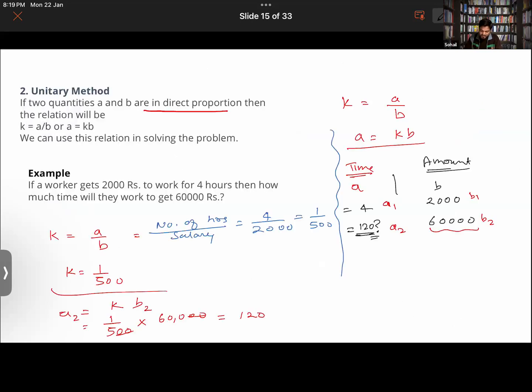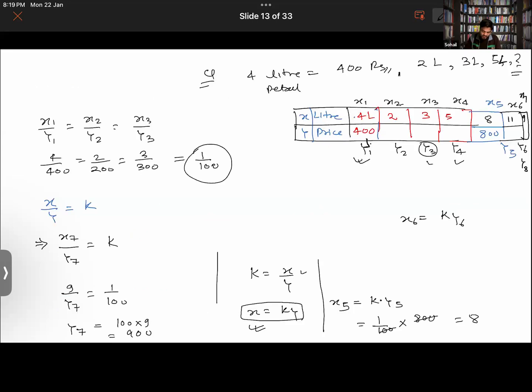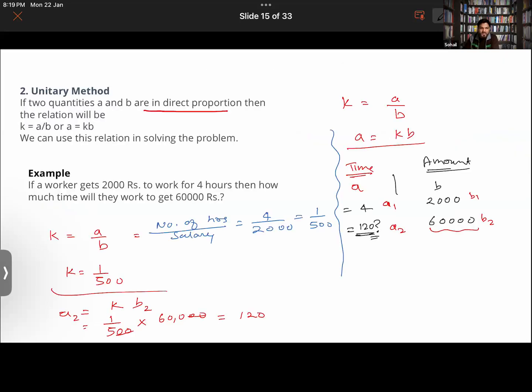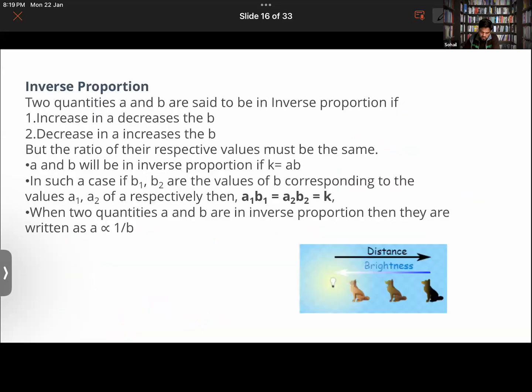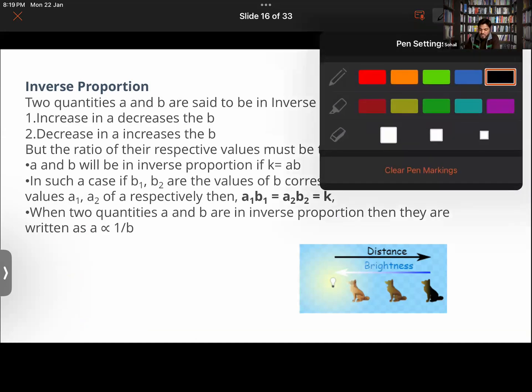Unitary method is the same as I told you over here. This unitary method I have also included here: x upon y equals k. Okay? Getting it now? So that is also very simple. So is that proportion clear to everyone or not? Yes, sir.